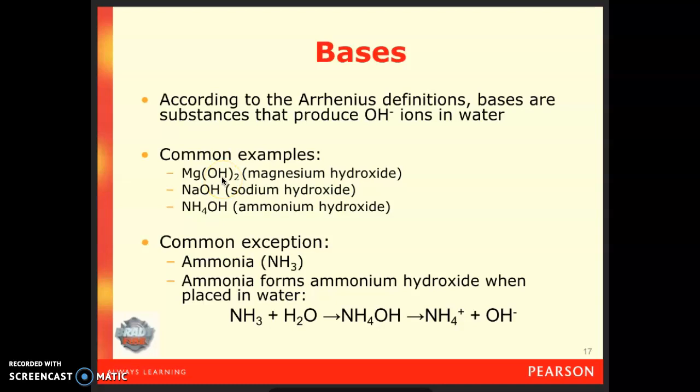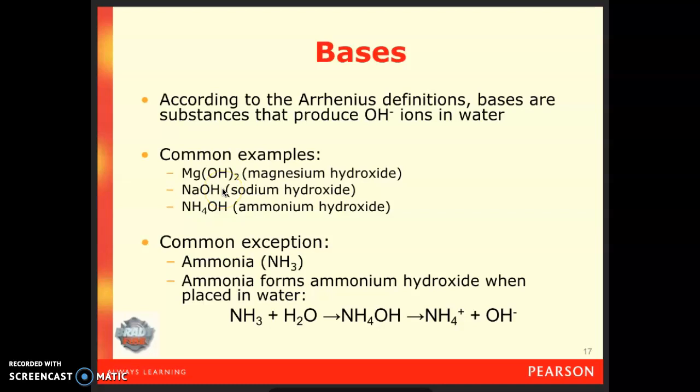Now, some common examples of this. We have magnesium hydroxide. Magnesium hydroxide is common in the use of things like antacids. It makes milk of magnesia. We also have sodium hydroxide, better known as lye. And we have ammonium hydroxide, which is what happens when ammonia is put into water.